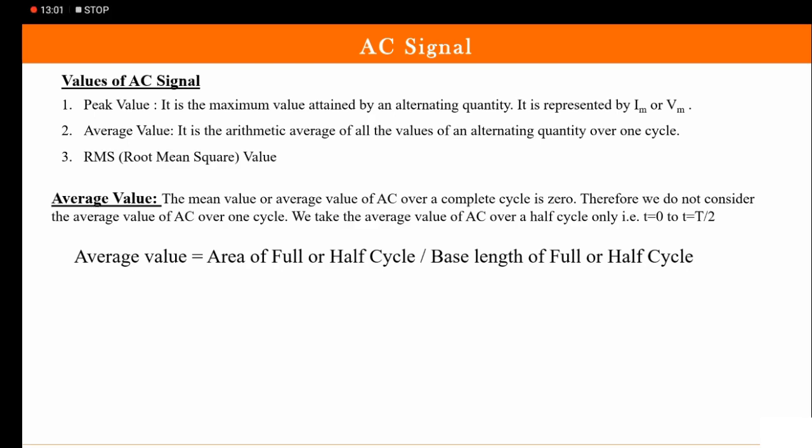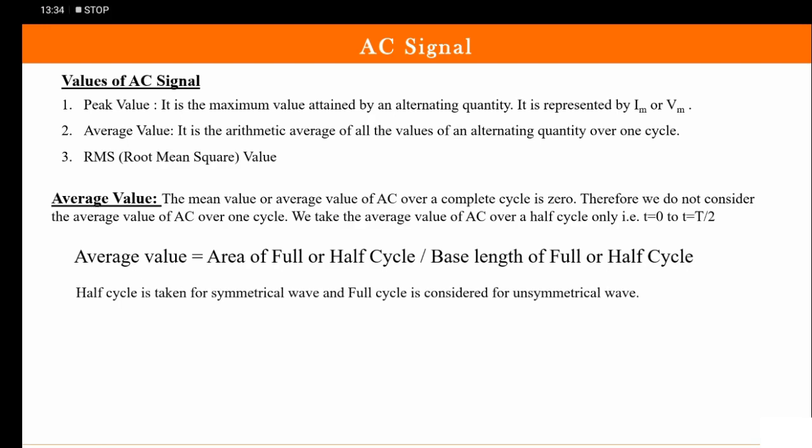So the equation for that is this. Average value is calculated by using this equation. We will be calculating the area of full or half cycle depending on whether it is an unsymmetrical signal or a symmetrical signal, and that area will be divided by the base length. Now what is the base length? If it is full cycle, then it is 2 pi. If it is half cycle, then it is going to be pi. Fine, that is going to be the base length.